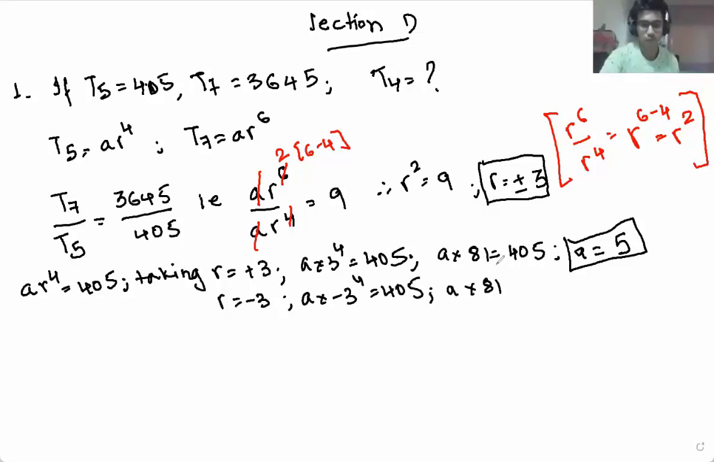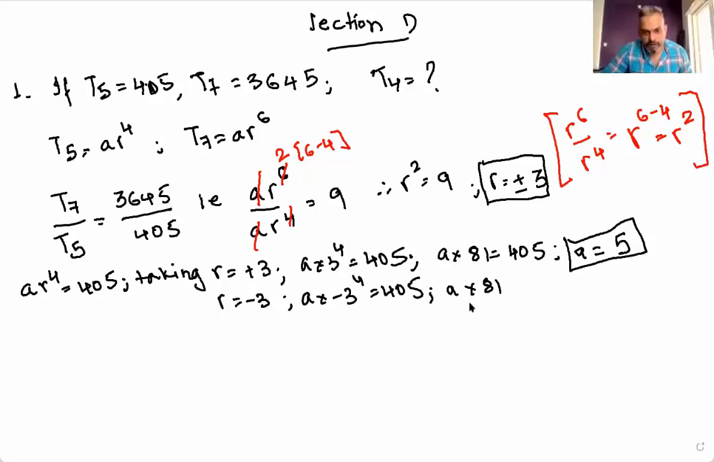Sir. Sir, how did R square is equal to 9 come here? I did not understand. 3645 divided by 405. Do it on the calculator. Okay, sir.